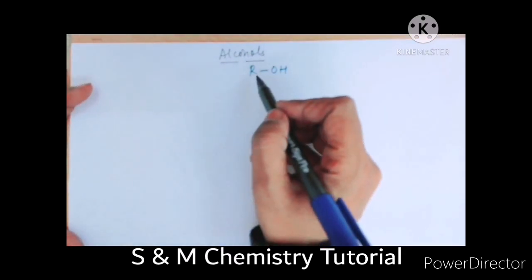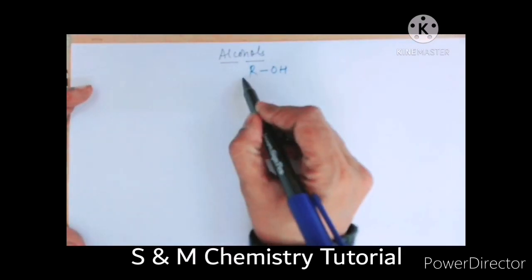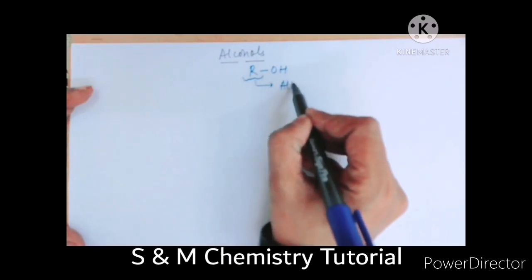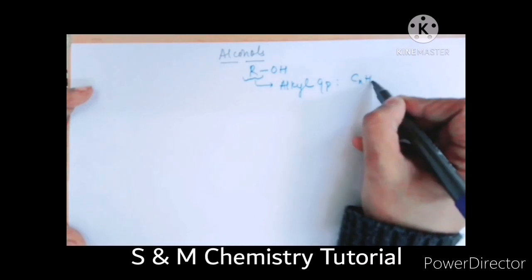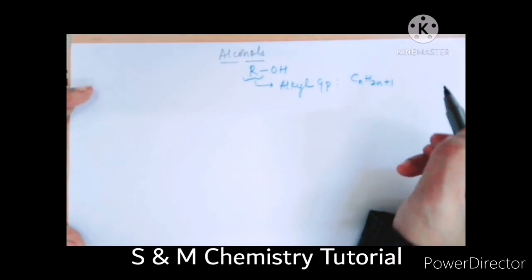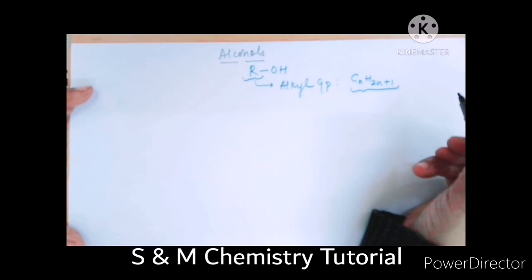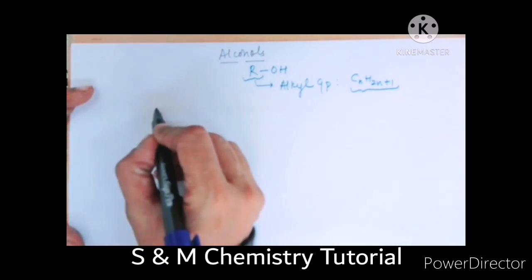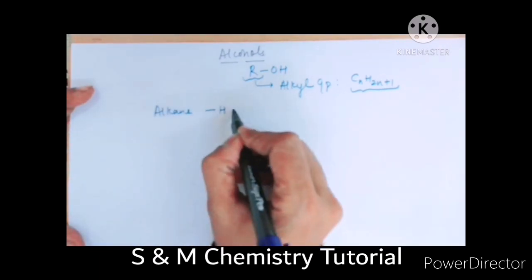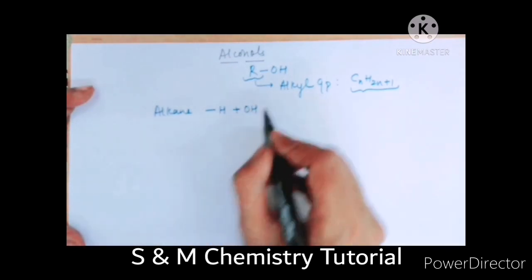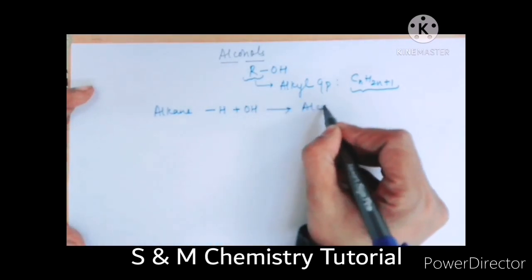In today's class, we'll be doing alcohols and their nomenclature. An alcohol is written as ROH, where R refers to an alkyl group. What exactly is an alkyl group? CnH2n+1 is the general formula for an alkyl group. The other way of understanding the same thing could be that you take an alkane, remove an H from it and add OH in its place, you end up with an alcohol.